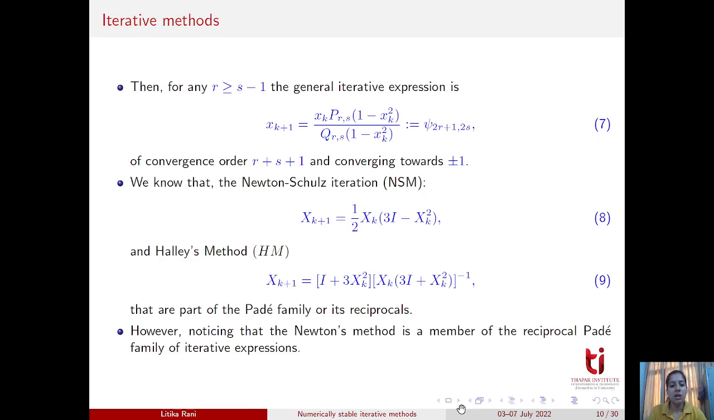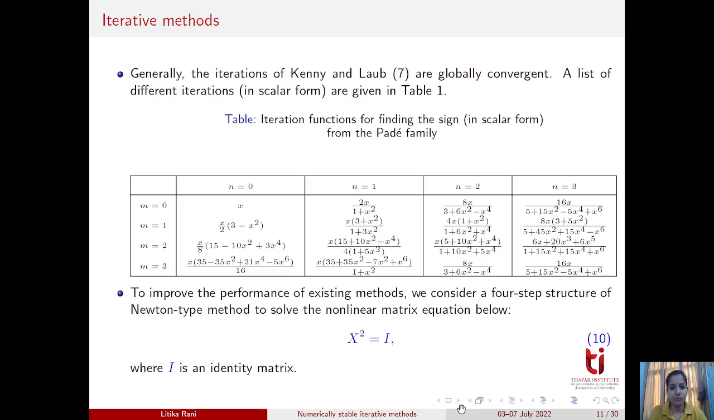This method has r plus s plus 1 convergence order, and it converges towards plus minus 1. From expression 7, we can retrieve the well-known methods, that is Newton-Schulz and Halley's method given in equations 8 and 9, because these are part of the Padé family or their reciprocals. Also, Newton's method is a member of the reciprocal Padé family of iterative expressions. Generally, the iterations of Kenney and Laub are globally convergent, and a few of them are listed here. But it is not necessary that each member of Kenney and Laub is globally convergent. Some of them are not, like the Newton-Schulz method, which is not globally convergent, as we will prove later.